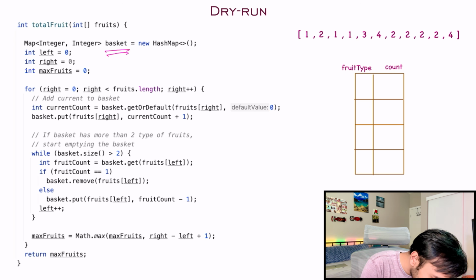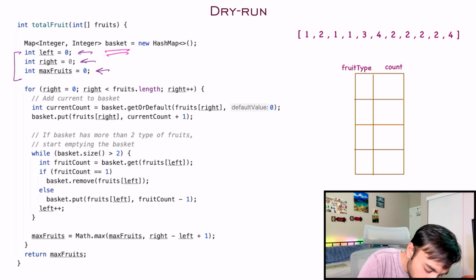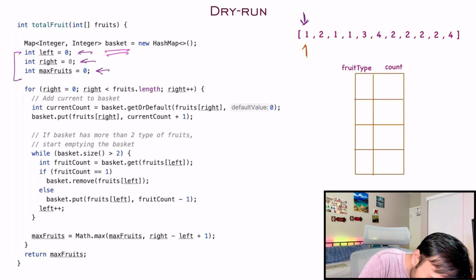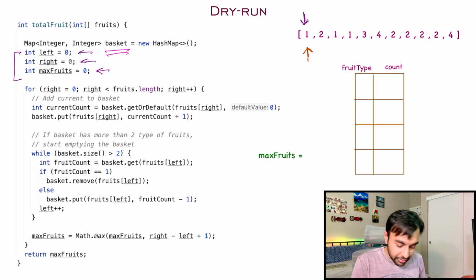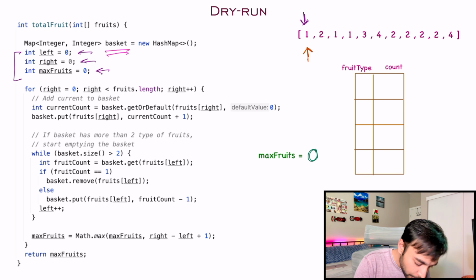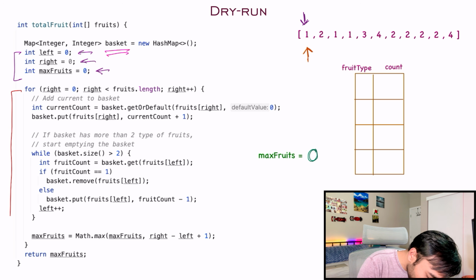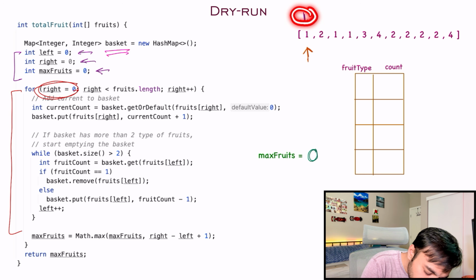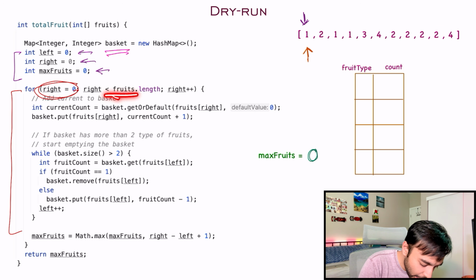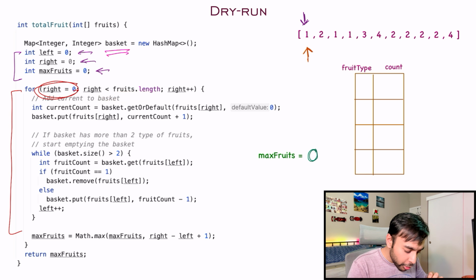Moving ahead, we initialize some pointers. Left is 0, right is 0, and maxFruits is also 0. So left is the starting pointer, and then right is the other pointer. You also have a variable maxFruits that is initialized to 0 right now, correct? You start with a for loop. This for loop starts from 0. That means you are going to move this pointer all the way to the end, right? Up till fruits.length.